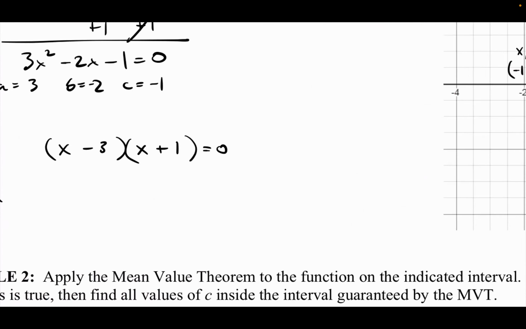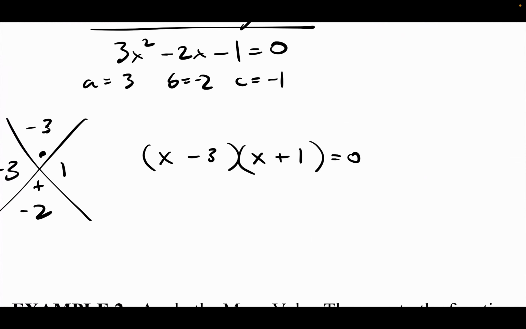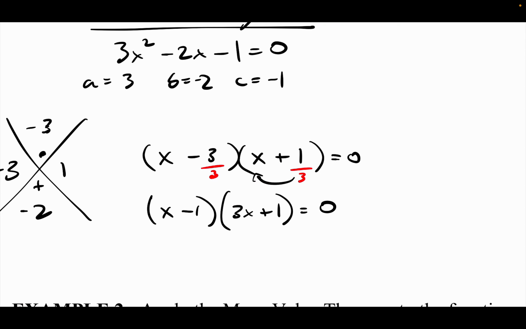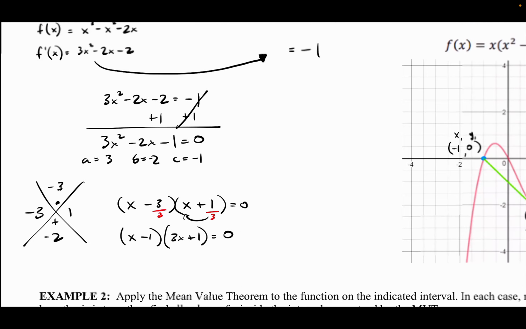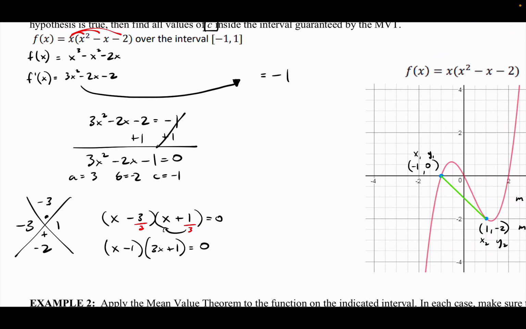Okay, all right, and then I got to divide by A. So I get x minus 1, and then this guy I got to move up, so I get 3x plus 1. So I'm going to get 2 answers: x equals 1, x equals negative 1/3.